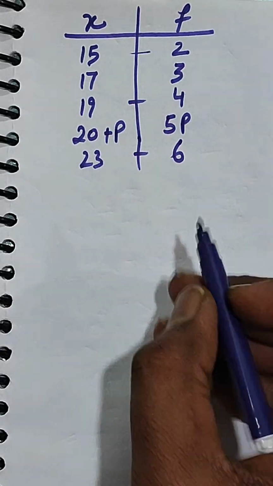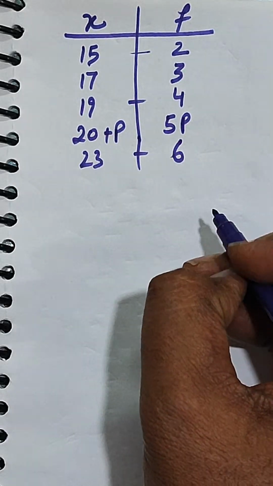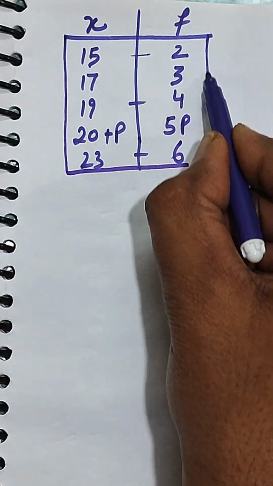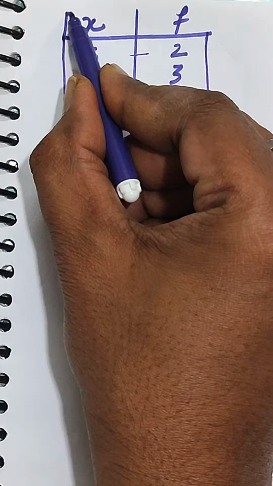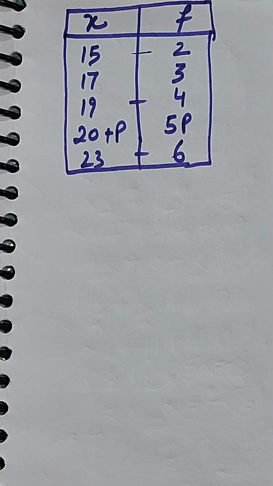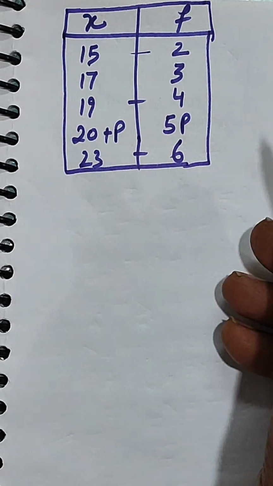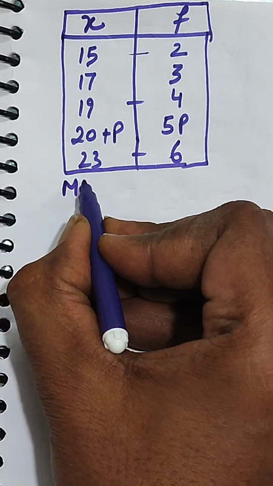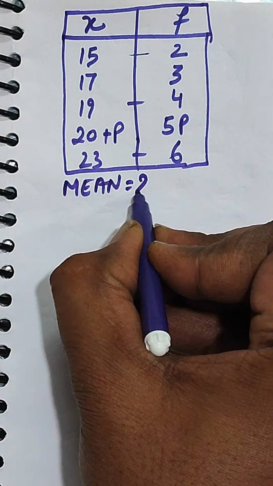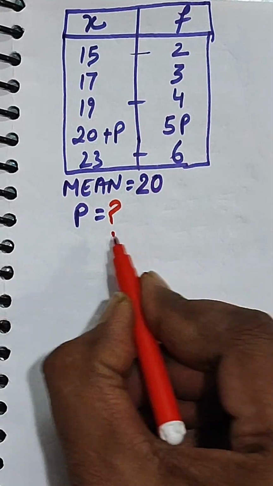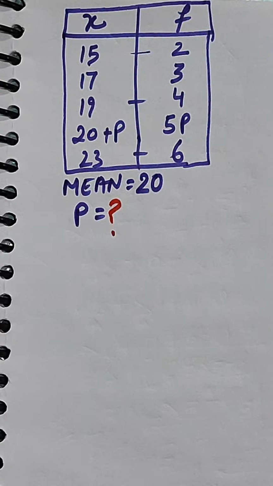No problem. So here we have this table in front of you. From this table where the observation and its frequency is given to you, find the value of P if the mean is 20. So here it's given that the mean is 20. And what is the value of P that needs to be calculated?